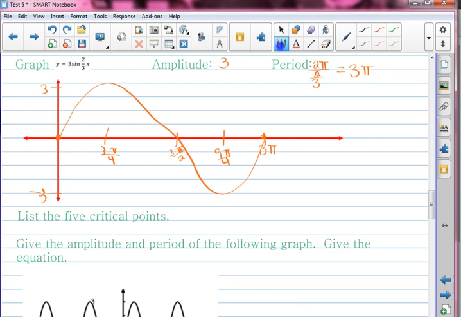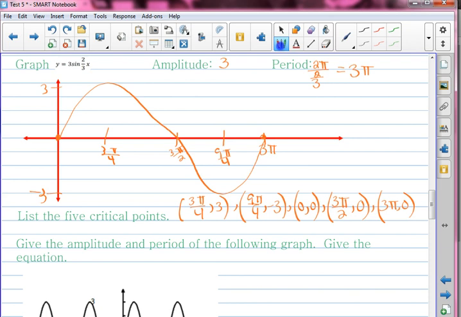5 critical points. Your high point, 3 pi over 4, 3. Your low point, 9 pi over 4, negative 3. Where it hits the origin, 0, 0. Where it hits the x-axis, 3 pi over 2, 0. And 3 pi, 0.